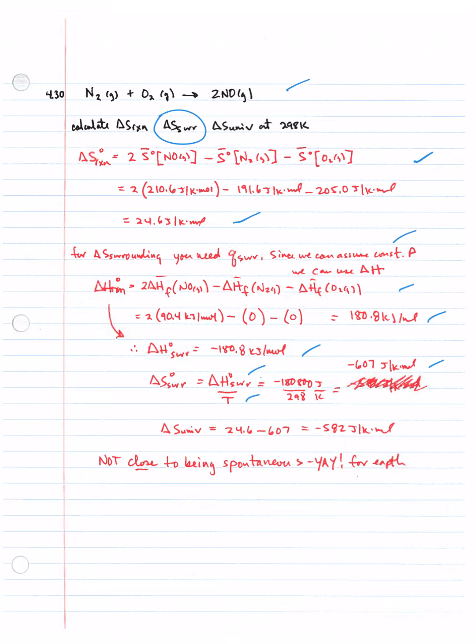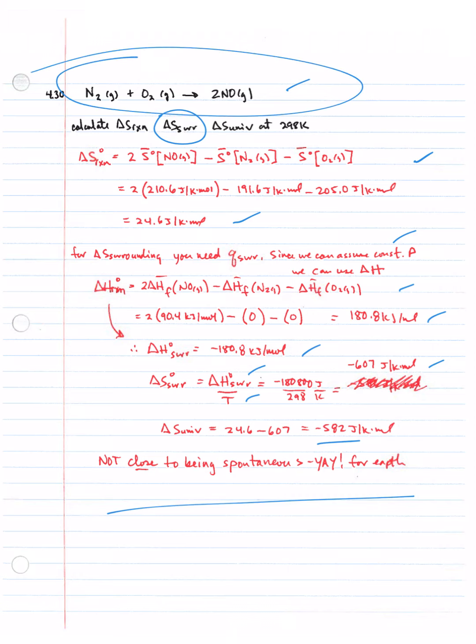The delta S of the universe is quite a negative delta S. That means that if this reaction occurred, because it requires so much heat energy from the outside, because this reaction is so endothermic, it would create a large amount of ordering in the universe. And so I say yay for Earth here, because this reaction is not close to being spontaneous. Think about our atmosphere if that reaction was spontaneous. 80% of the air around us is nitrogen, 20% is oxygen. That would be bad since we need oxygen to live.